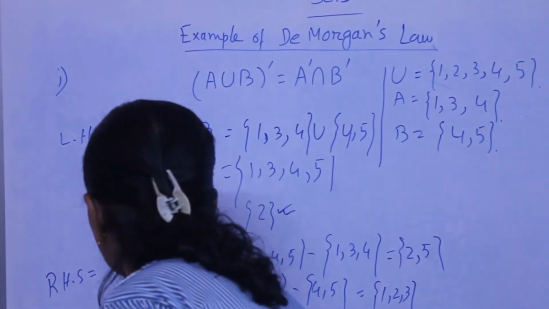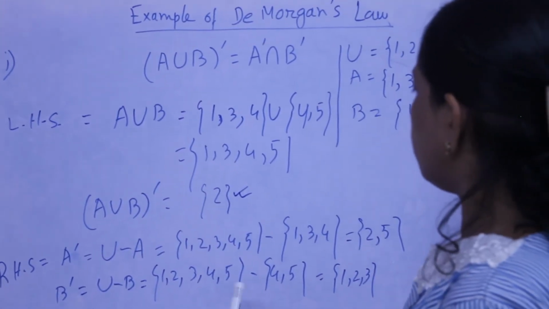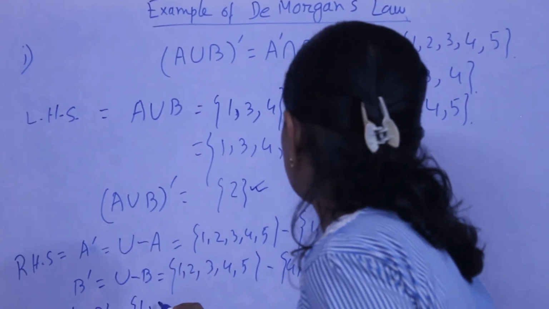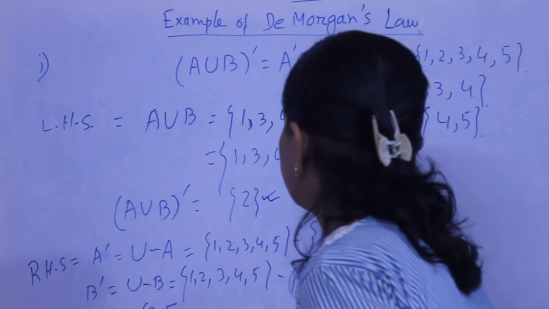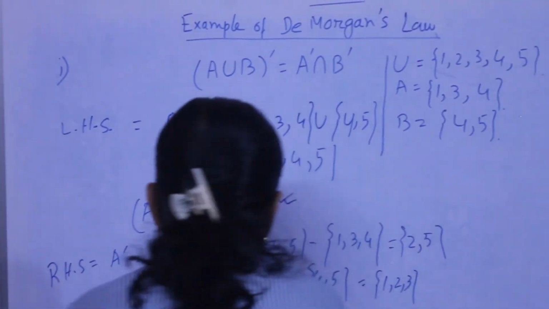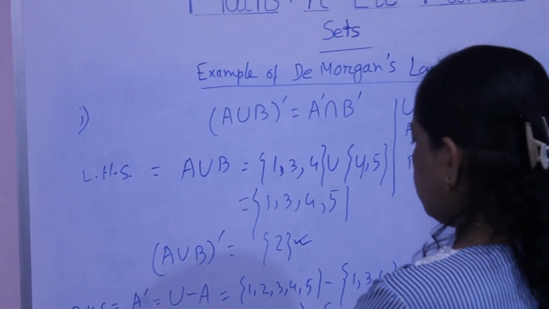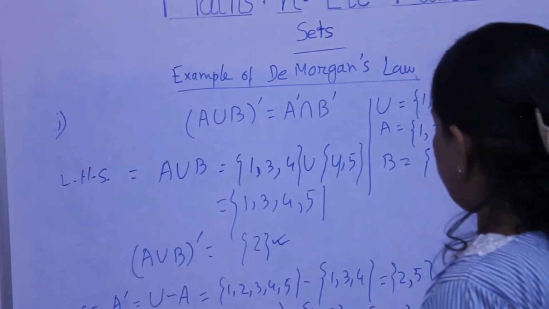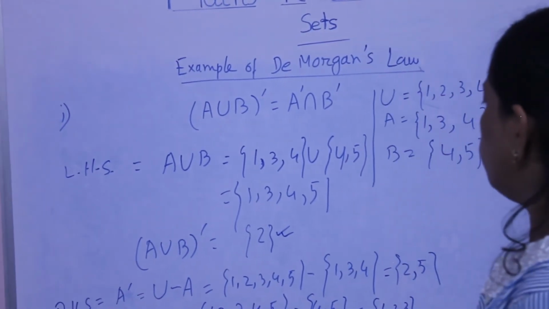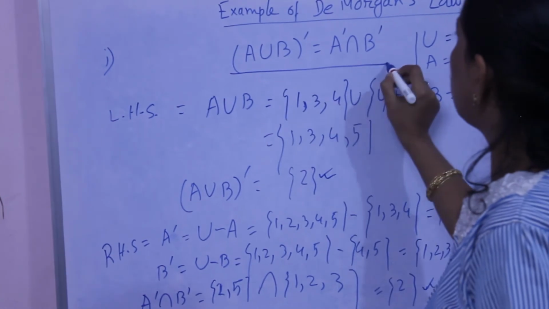Now I will find A complement intersection B complement. So here A complement is 2, 5 and this is 1, 2, 3. So here the common element is only 2. So here the right hand side is also 2 and the left hand side is also 2. So left hand side equals right hand side. So our first law is proved.